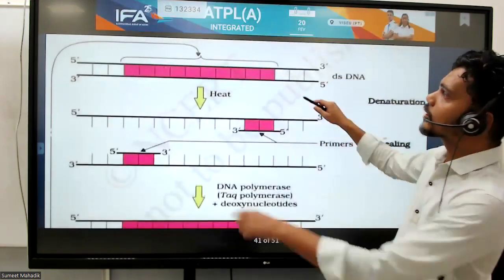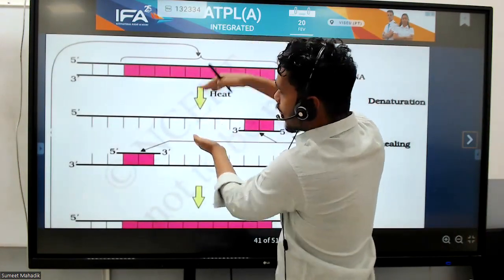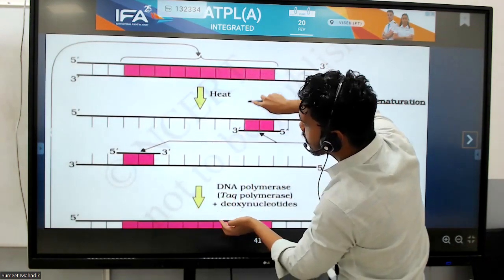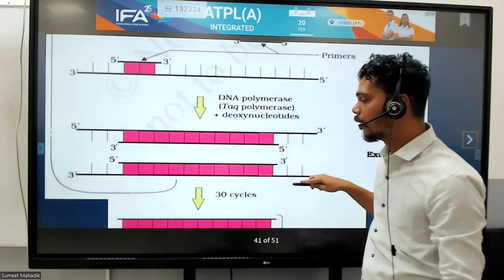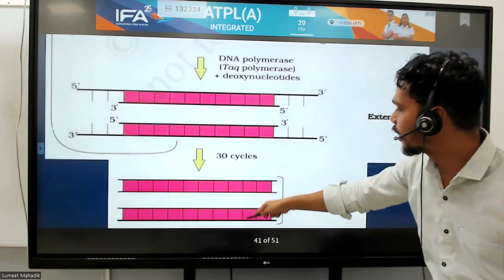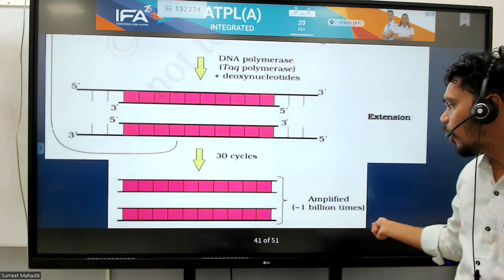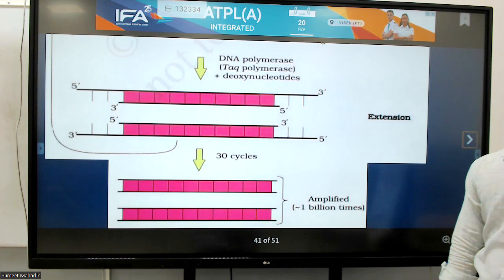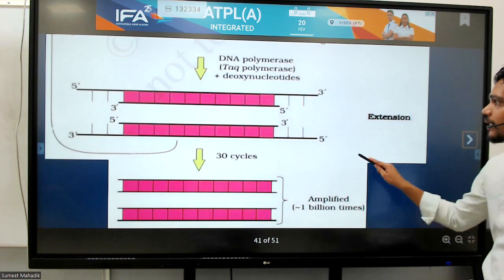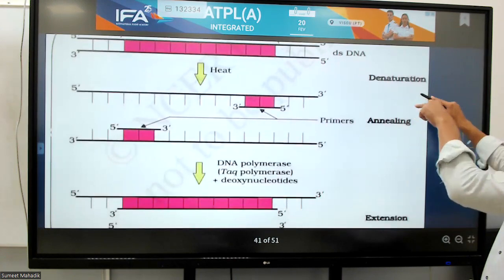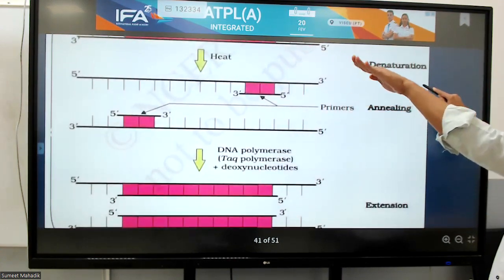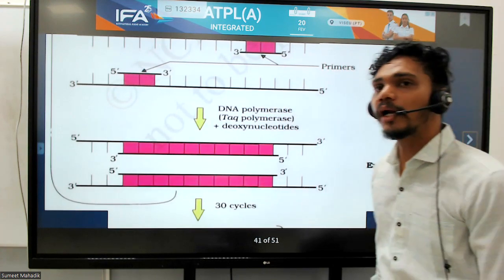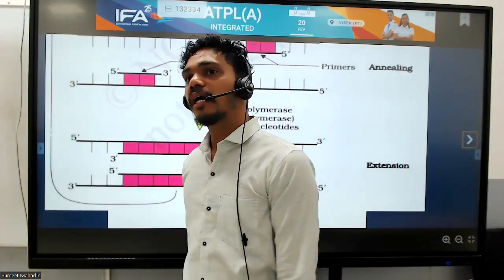Once you open these strands, there are two strands, and the primers do their work. Once we get the primers, two strands are formed, and this undergoes 30 cycles. So you get amplification: about 1 billion copies from one gene. This is the PCR technique: first denaturation under heating, then annealing at lower temperature, and then extension with the help of DNA polymerase or Taq polymerase, which is also called thermostable.